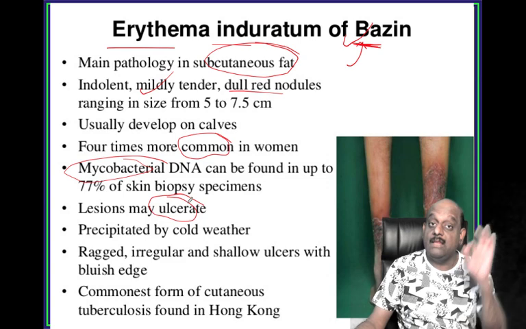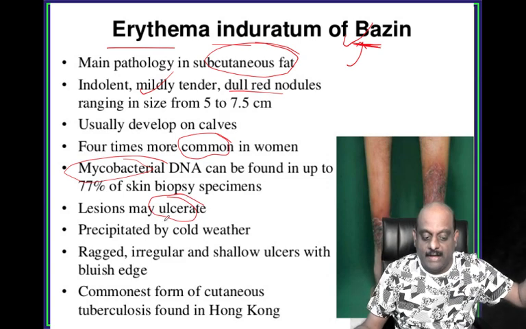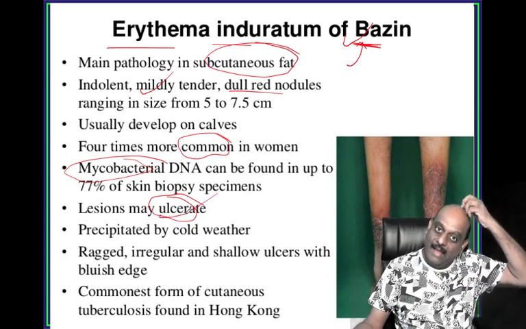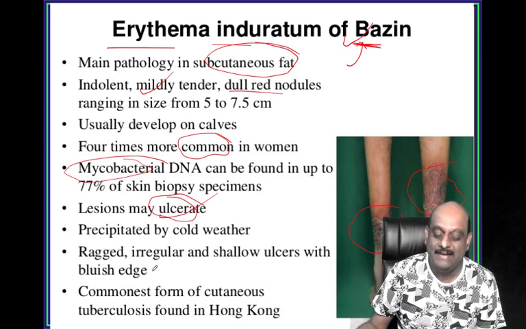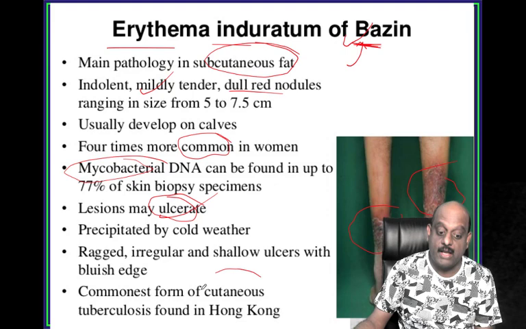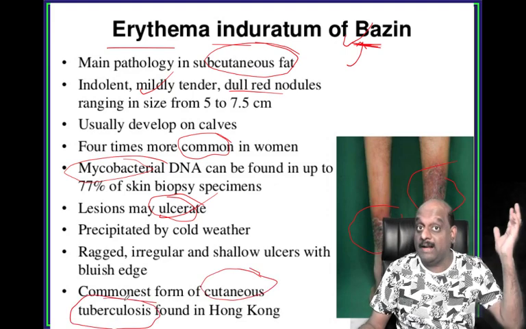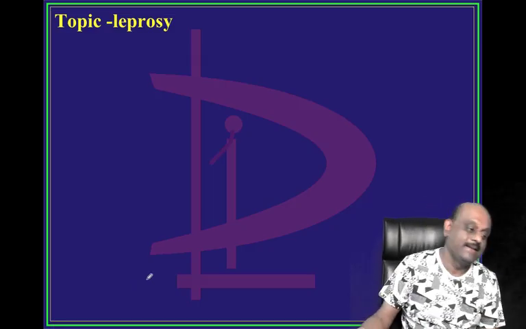But this erythema induratum, unlike nodosum, can ulcerate. And it is precipitated by the cold weather of winter. And it is the commonest form of cutaneous TB in countries like Hong Kong. That is a quick story.